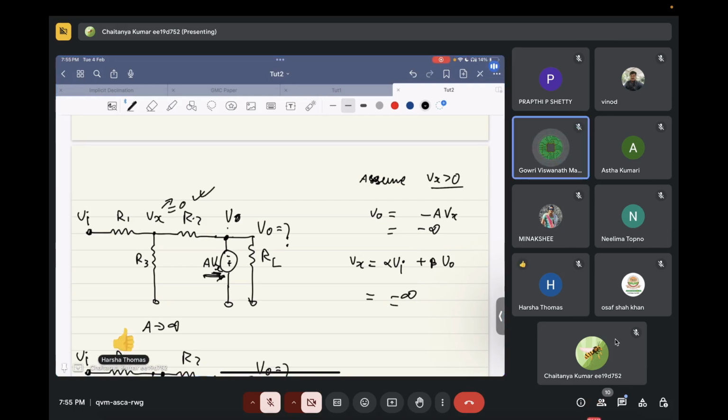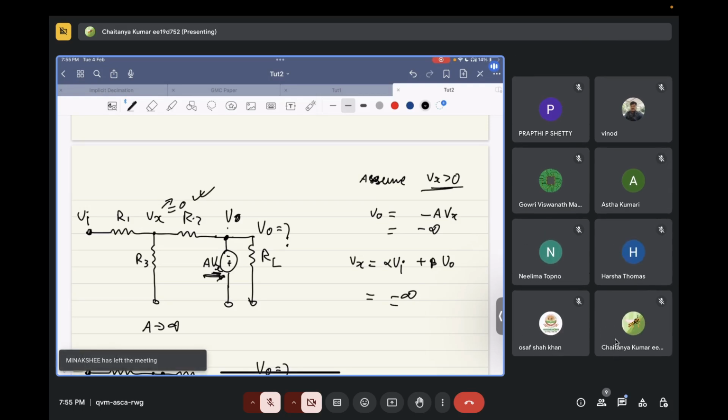So again, what happened? There was a control source that is present in negative feedback. How do you test negative feedback? You assume the controlling terminal to be either greater than 0 or less than 0. If due to that the voltage comes out to be in the opposite direction, the parameter comes out to be in opposite direction, that means to say the negative feedback is there. So the circuit is in negative feedback. The gain is infinity. So the controlling terminal will become 0. So Vx will become 0.